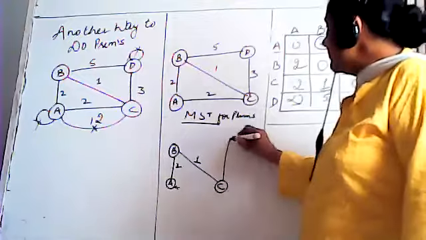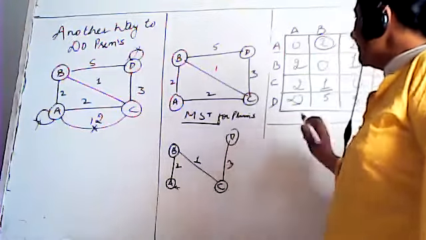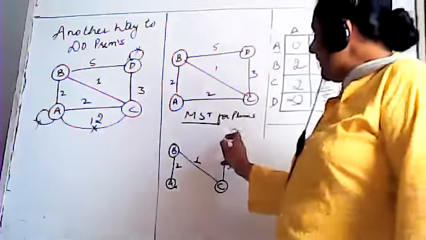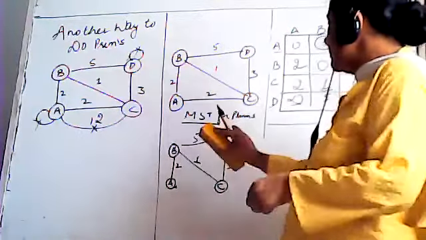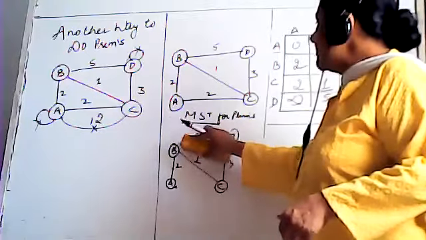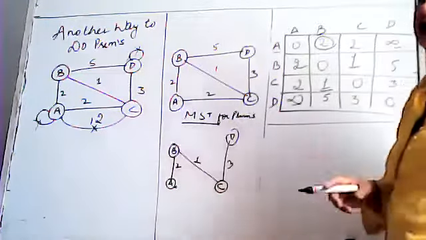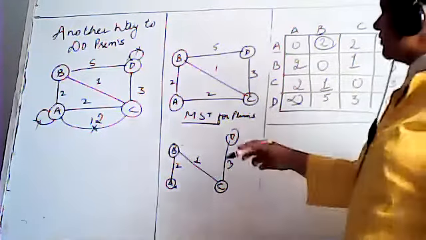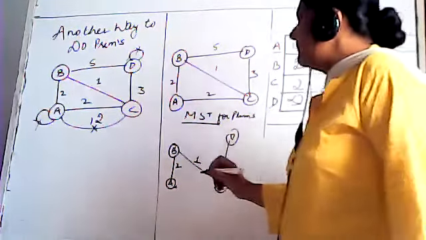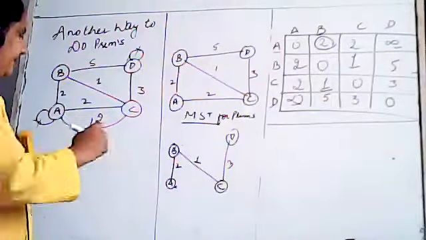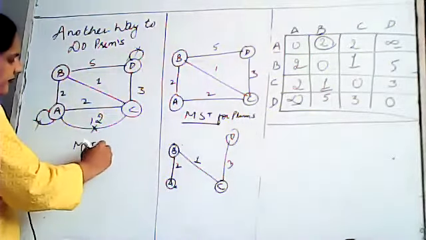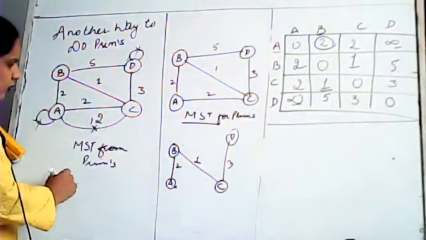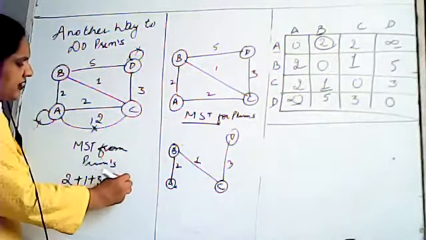Now C to D is 3. Okay. Now D to A is infinity, no connection is there. D to B, if I make this line D to B, it will make a closed triangle. So we are going to discard this edge. D to C we have done, and D to D it is 0. So MST for this would be what? 1, 2, and 3. So total weight of MST from Prim's would be 2 plus 1 plus 3, that would be equal to 6 again.